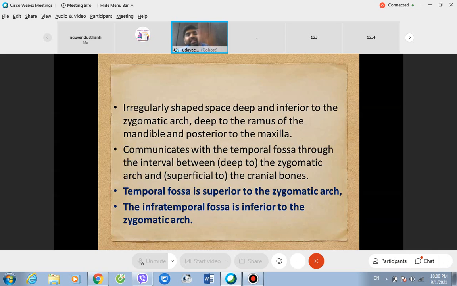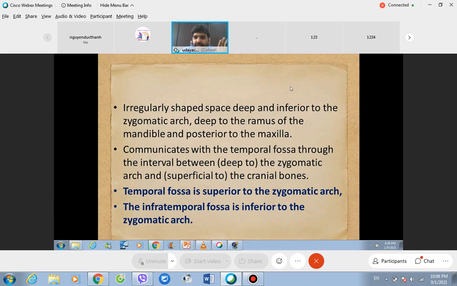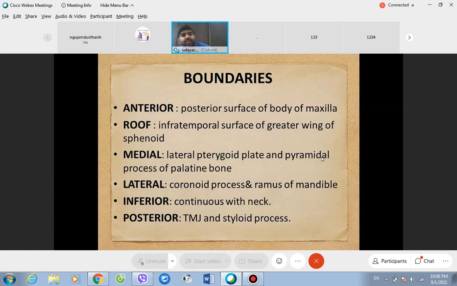It is an irregularly shaped space. It communicates with the temporal fossa through the interval between the zygomatic arch and the cranial bones. The temporal fossa is what is superior to the zygomatic arch, whereas the infratemporal fossa is inferior to the zygomatic arch. As simple as that. Superiorly it is the temporal fossa, and inferiorly it is the infratemporal fossa. The main differentiating feature is the zygomatic arch. Now we'll see some diagrams in order to understand.